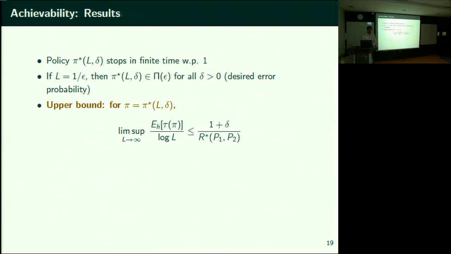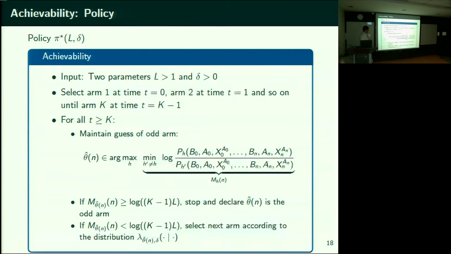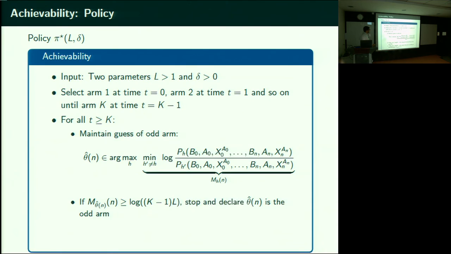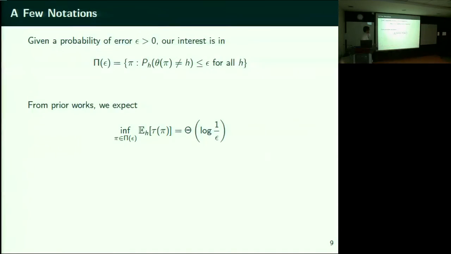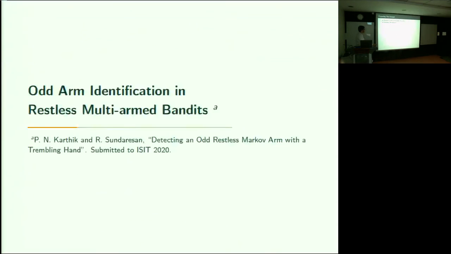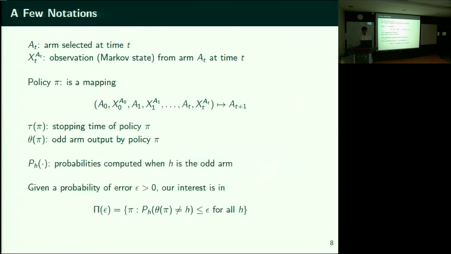Your lambda keeps changing with time. It's assumed your lambda wouldn't change with time, but here lambda is a function of your theta hat of n. Can you go back to your definition of pi epsilon? You didn't say anything about SRS here. So it's actually any policy.